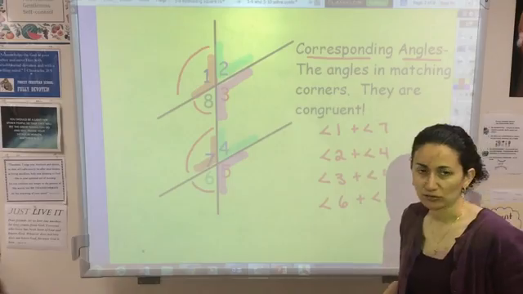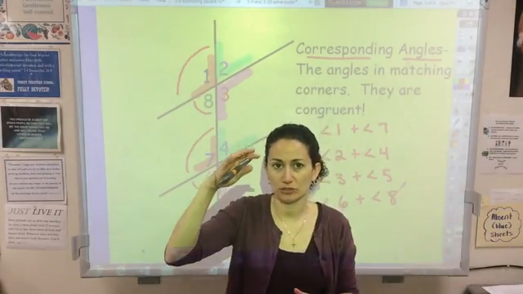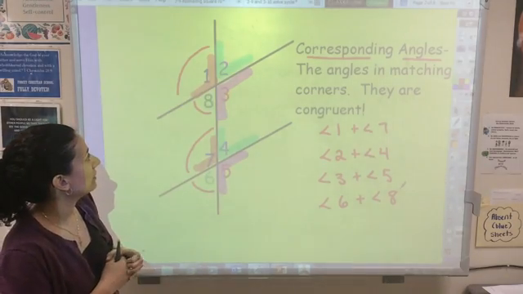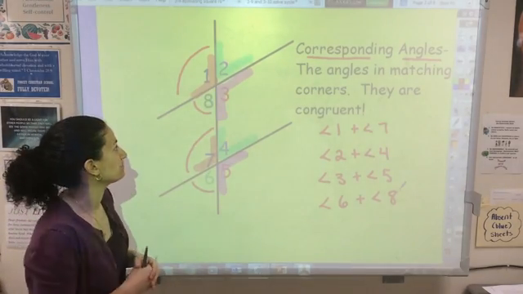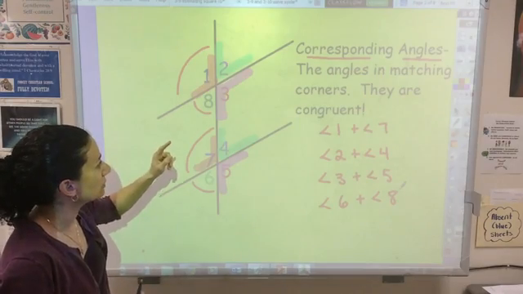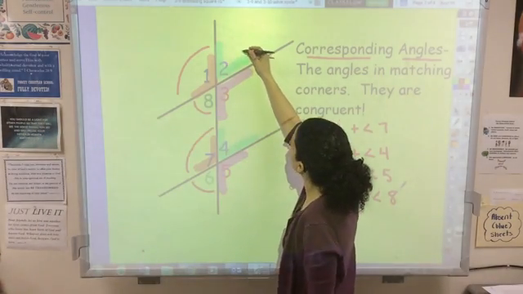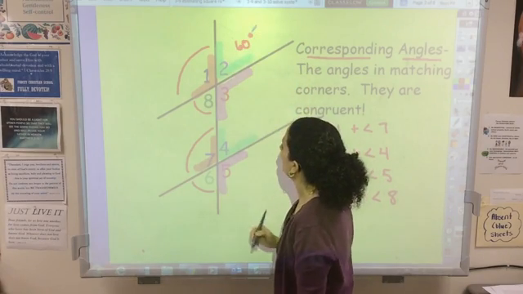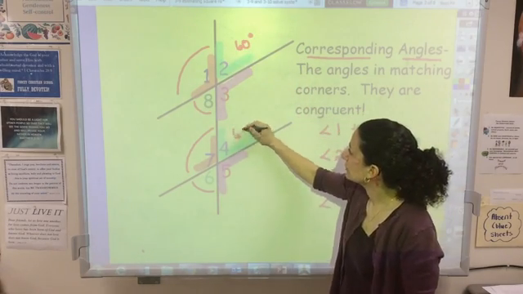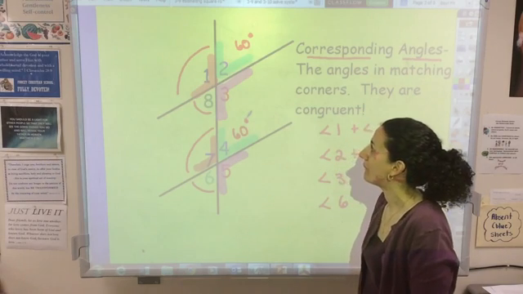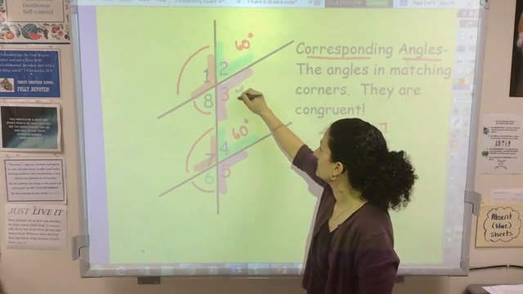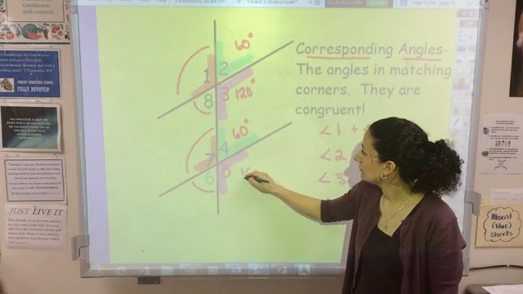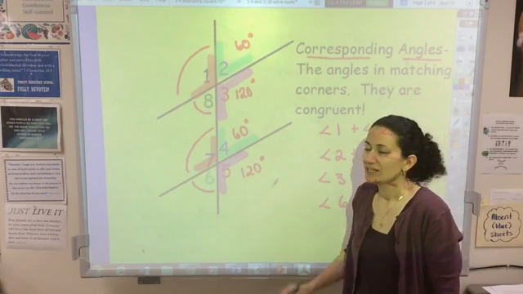So corresponding angles are angles in matching corners of the angles that are created by the parallel lines, and they're equal. So if I told you that angle 2 is maybe 60 degrees, that means angle 4 is also 60 degrees. If I tell you angle 3 is 120 degrees, then you automatically know that angle 5 is 120 degrees.